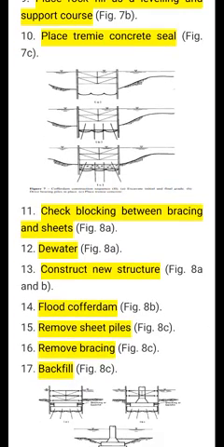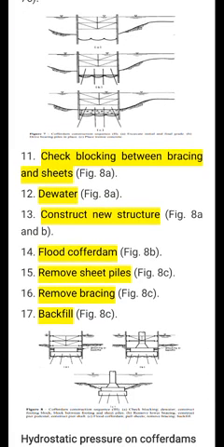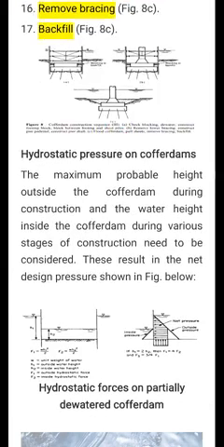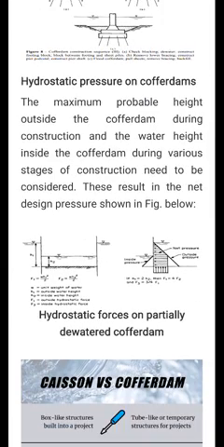Check blocking between bracing and sheets. Next, whatever water is present over there, you will have to pump it out, that means dewatering. After that, construct the new structure, whatever structure you want to construct on that site, as you have designed. Then flood the cofferdam, then remove sheet piles, then remove bracing and backfills. That removing process is needed because the cofferdam is a temporary structure; we have already constructed the permanent structure, so we will have to remove the temporary one. Now, how the hydrostatic pressure is exerted, you can see in the figure.